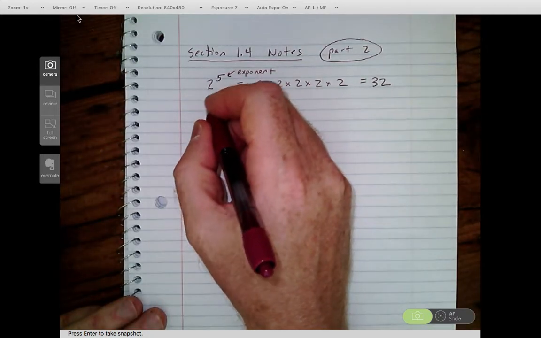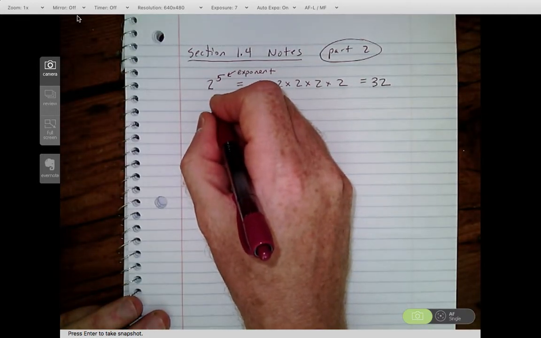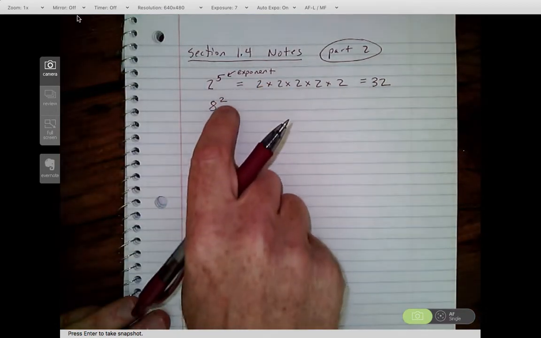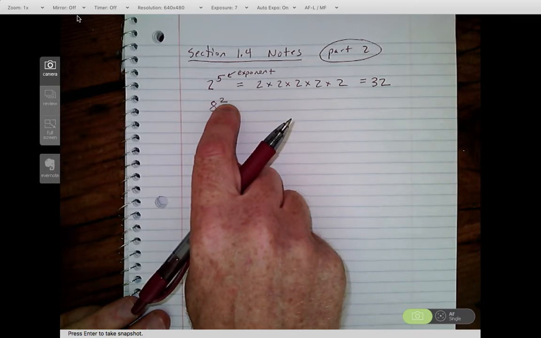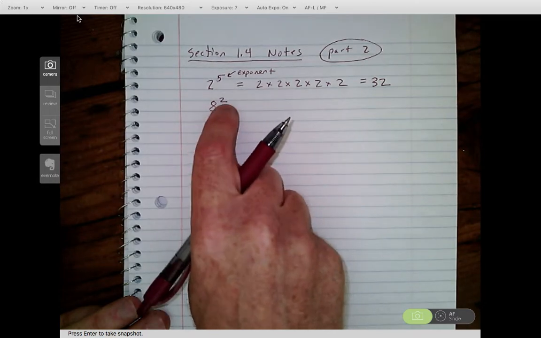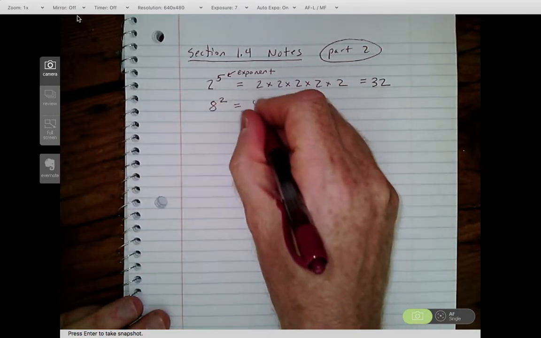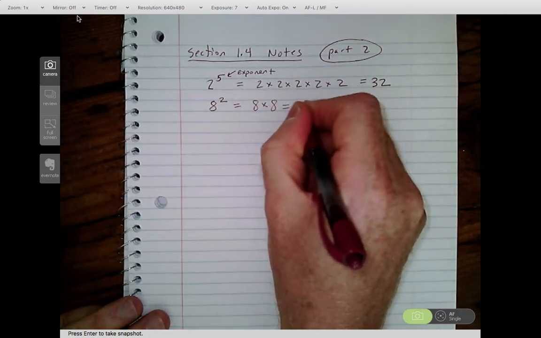Just a few vocabulary words here for a minute in case you don't know. When the exponent is a 2, oftentimes we'll say squared for that. So 8 to the second power is often said as 8 squared, which is 8 times 8, or 64.